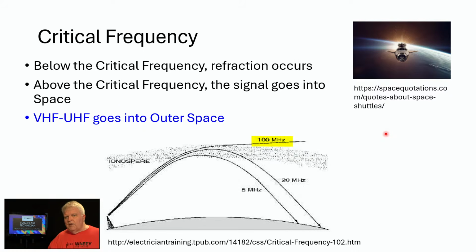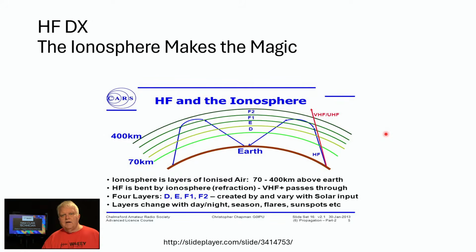That's the reason why UHF is the frequency band of choice by NASA to communicate with the space station or astronauts going to the moon, etc., because UHF signals will penetrate the ionosphere and go out into space. So just be aware of this critical frequency and the fact that VHF, UHF goes into outer space. For long-distance propagation on the HF bands, the high-frequency bands, it's the ionosphere that makes the magic happen. It's the F1 and the F2 layers.